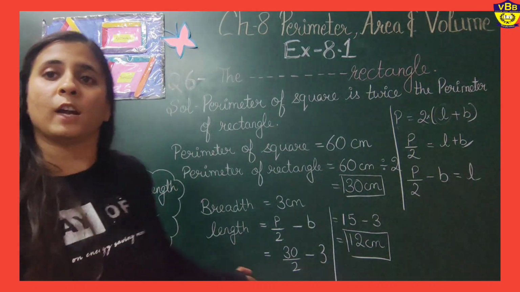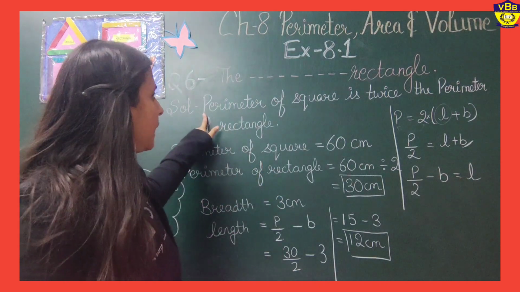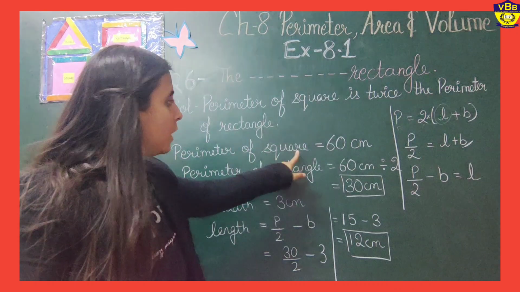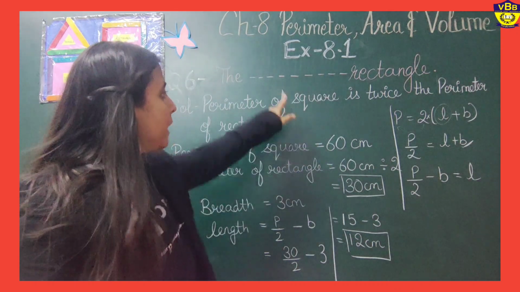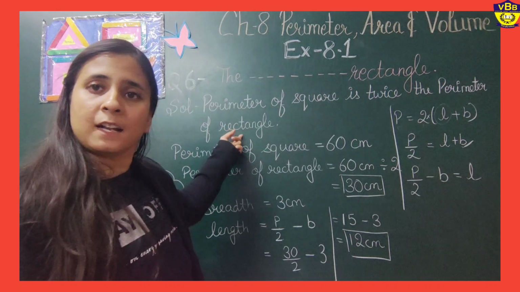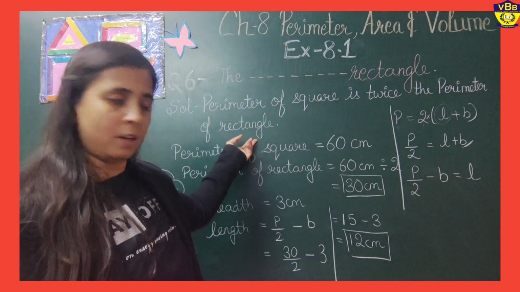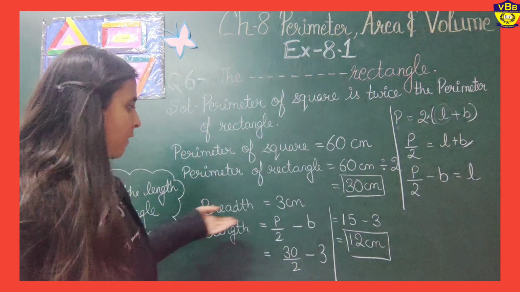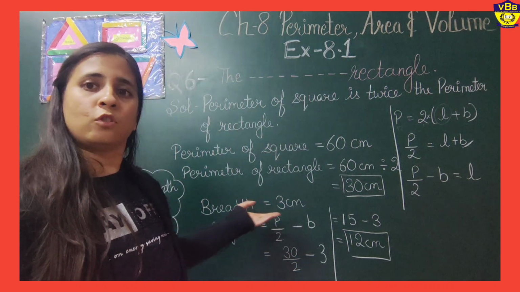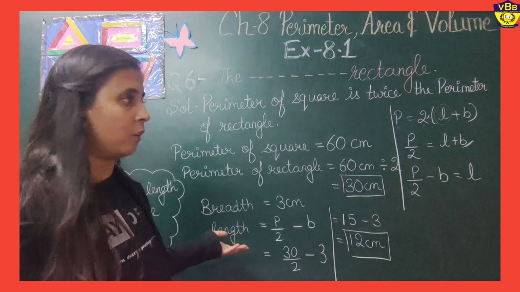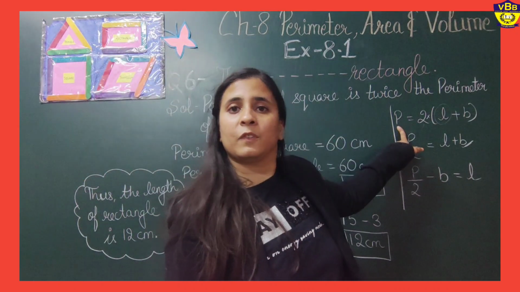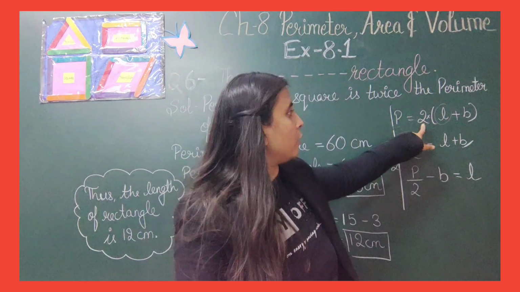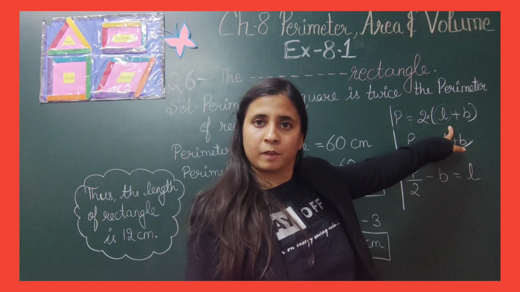Alright. So what I did, first it was said that perimeter of square is twice the perimeter of rectangle. They have only given perimeter of square 60. If perimeter of square is twice, so rectangle's perimeter will be half of square. So I divided it by 2 and I got the perimeter of rectangle. Next they have given breadth of rectangle, and we are supposed to find length. What I did, I applied the given things in the formula for finding perimeter of rectangle, that is P is equal to 2 multiplied by L plus B.